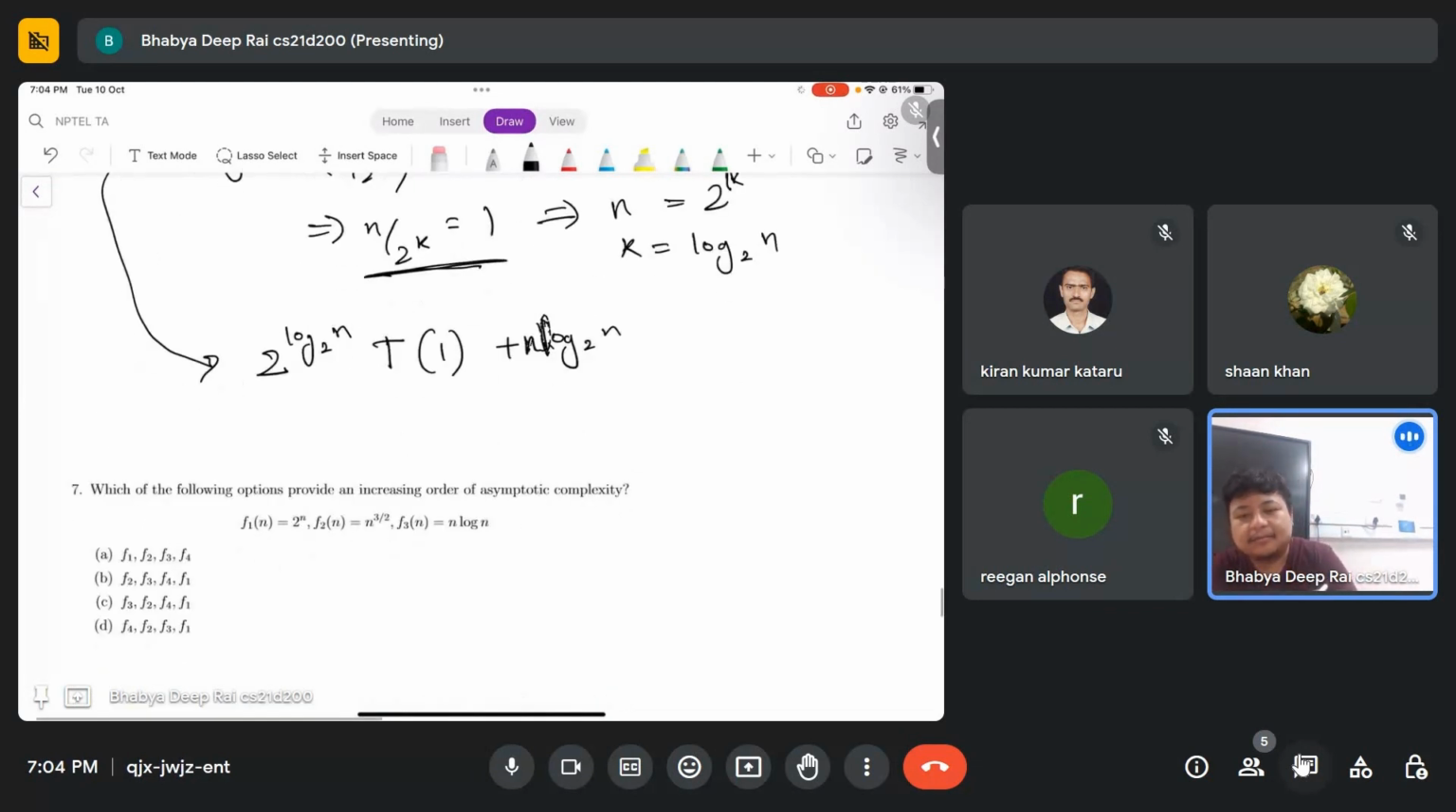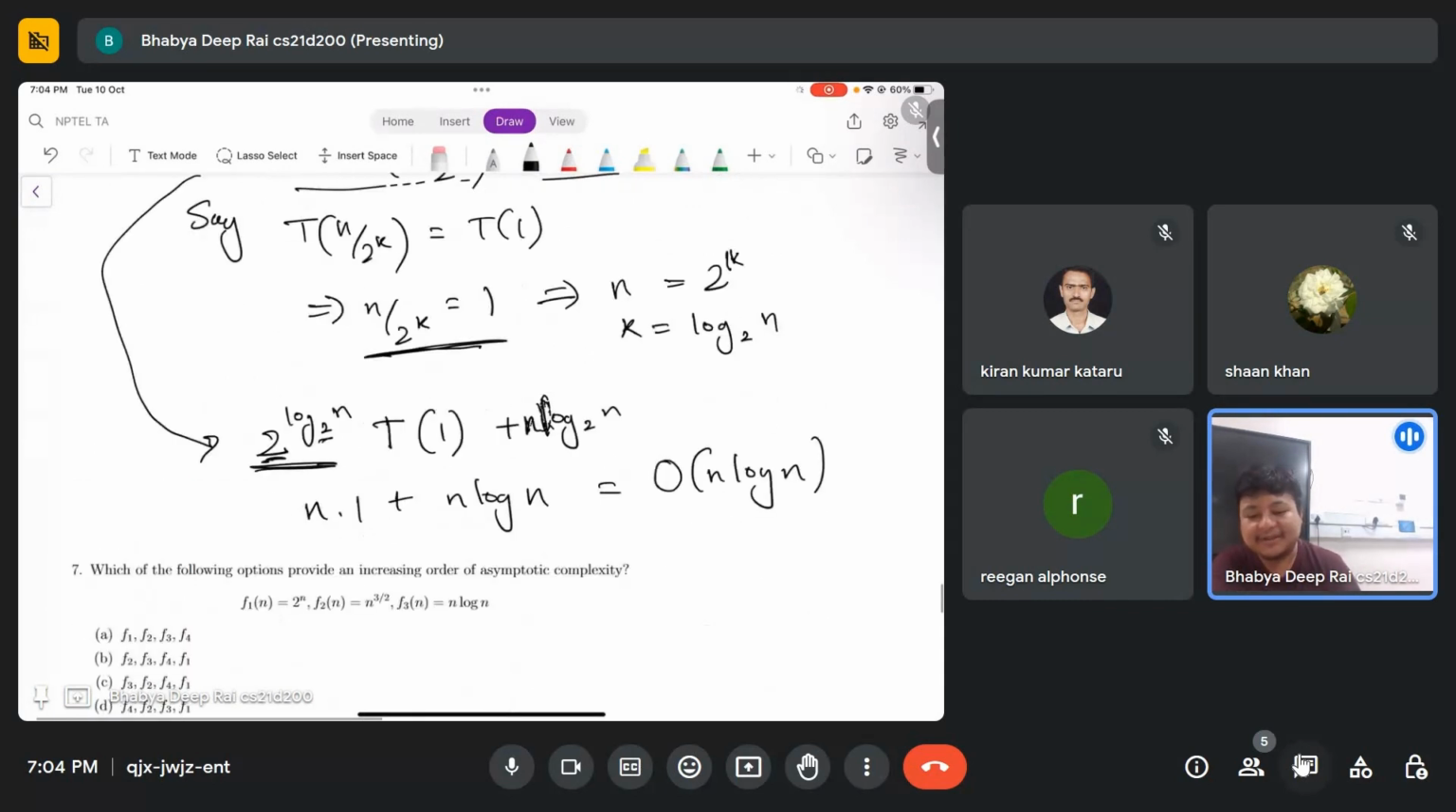Okay, n log n. And what is 2 to the log n? Since the bases are the same, this is nothing but n times T of 1, which is n times 1, because T of 1 is 1, plus n log n. And what is it asymptotically? Order of n log n. Okay, and so this is how you solve it using substitution.